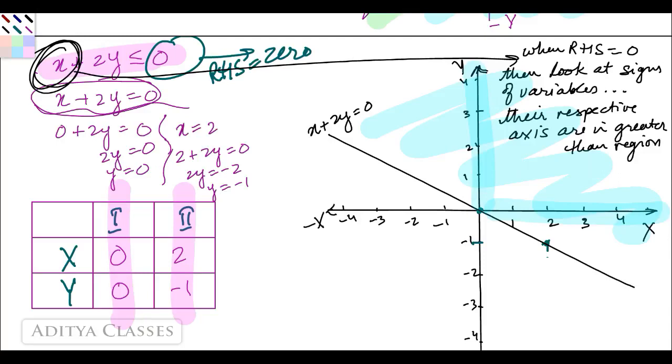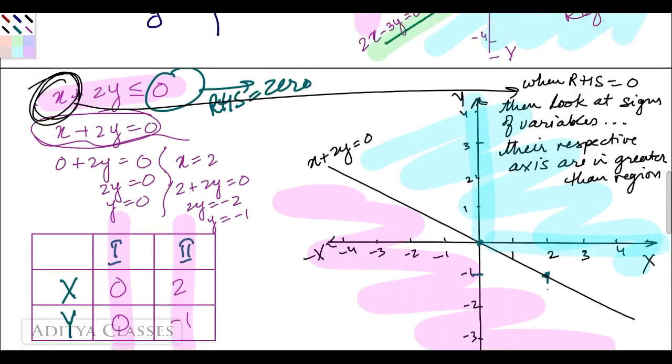Very easy. Look for x and y. X is positive. Y is positive. So this is my greater than area. Was that easy? And if my x were negative, in that case this side would have been greater than area. Is that simple? Is that easy? Can we work that out?